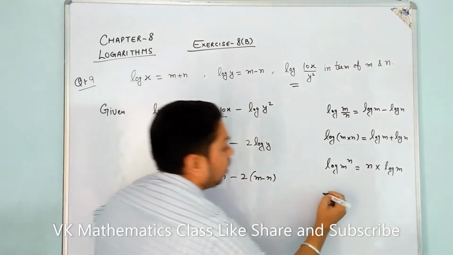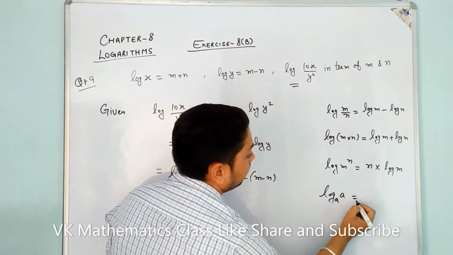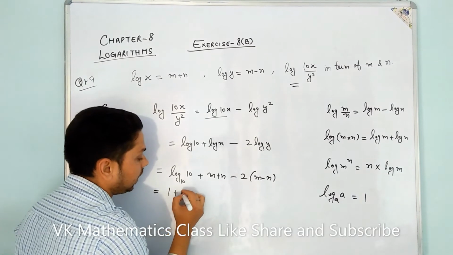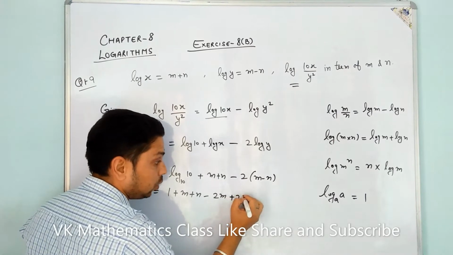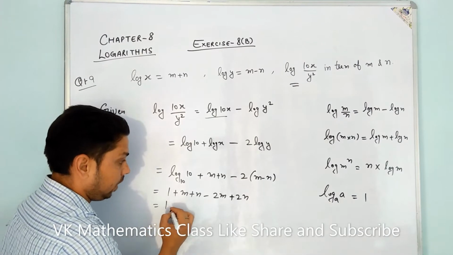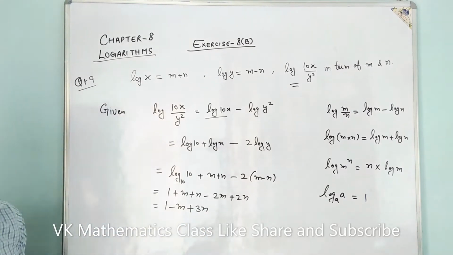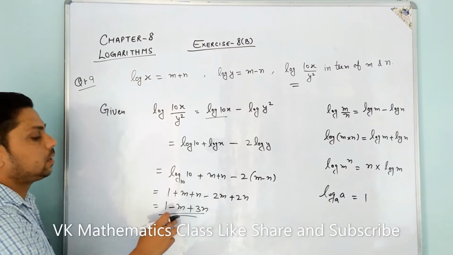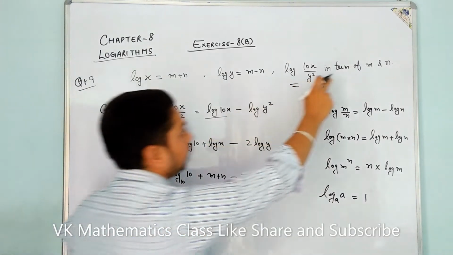Now log of the same base and the same number is always equal to 1. So this is equal to 1 plus m plus n minus 2m plus 2n. Multiplying this term inside, we have 1 minus m plus 3n. So this is the required answer. We have expressed this term in terms of m and n. This is what we have to find.